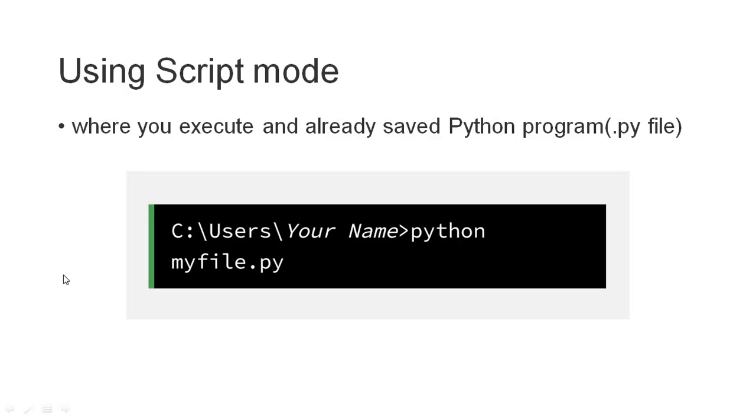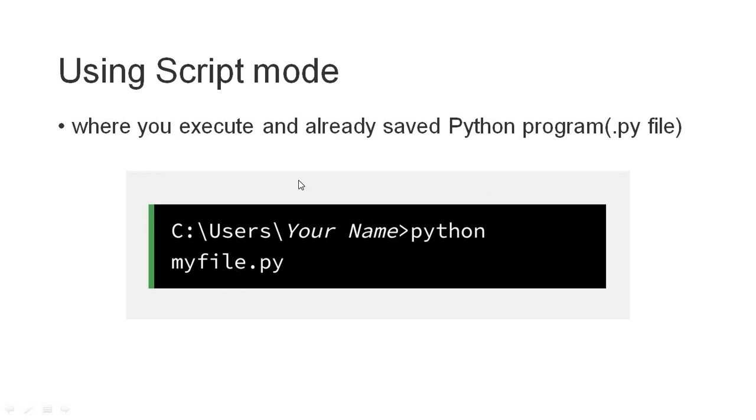Now the second one is script mode, where you execute an already saved Python program. You write a Python program in Notepad or any text editor, and then you go to a command prompt, navigate to that file, and then you type python, then the file name .py.